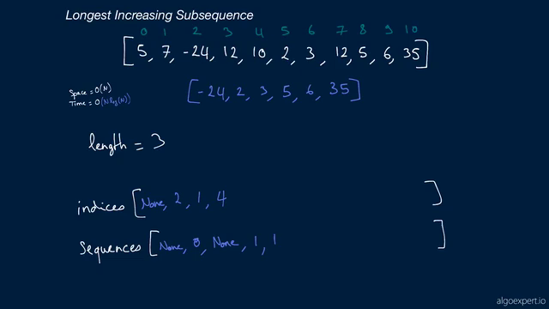And so here, instead of 1, which is where the 7 was at, we can overwrite it with the index where 2 is stored, which is index 5. And so here we're going to put index 5. And here at index 5, we're going to point to index 2, which is where the negative 24 is at. So far, we don't update our length because we still only have longest increasing subsequence of length 3.